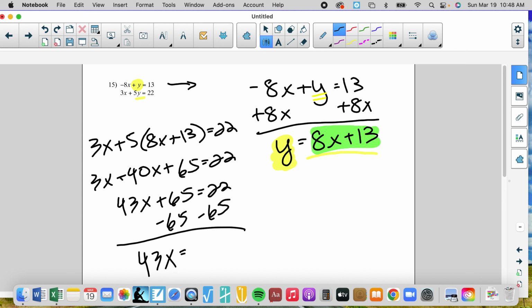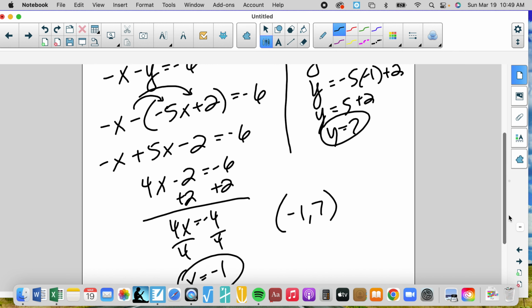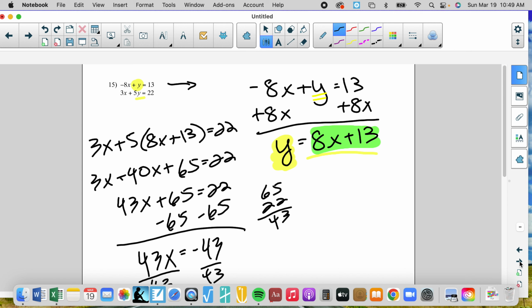43x equals, I can't take 65 from 22. I can't take a bigger from a smaller. So since the signs are different, I'm going to take the difference of these, and I have more negatives. So I got negative 43 divided by 43. X equals negative 1. Did I write a coordinate for my solution on that one? Yes, I did. And I'm going to plug it back in.